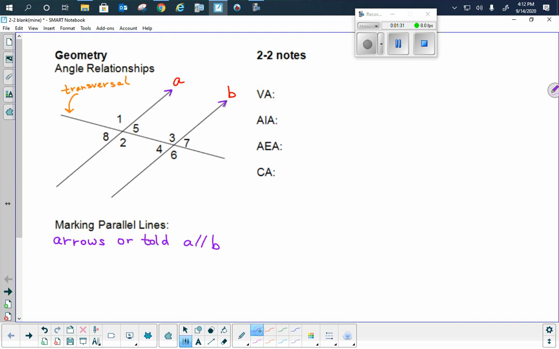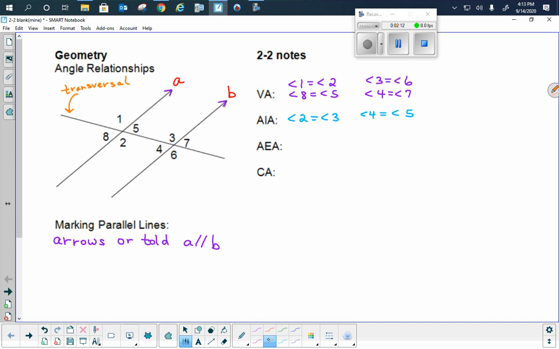So here we go. Vertical angles. Angle 1 would equal angle 2. Angle 8 would equal angle 5. Angle 3 would equal angle 6. And angle 4 would equal angle 7. All right, alternate exterior. Nope, alternate interior is next. So alternate interior, there should be 2 sets. Angle 2 would equal angle 3. And likewise, angle 4 would equal angle 5.